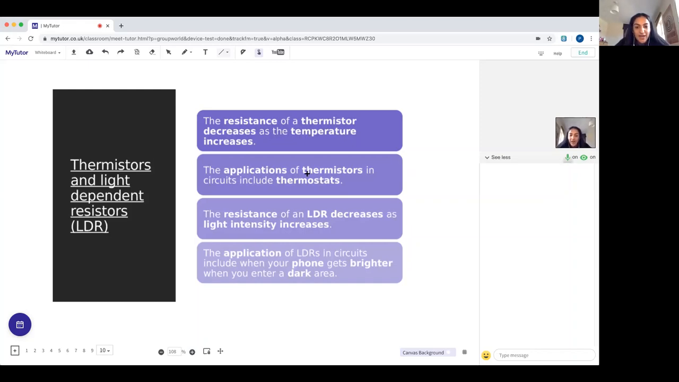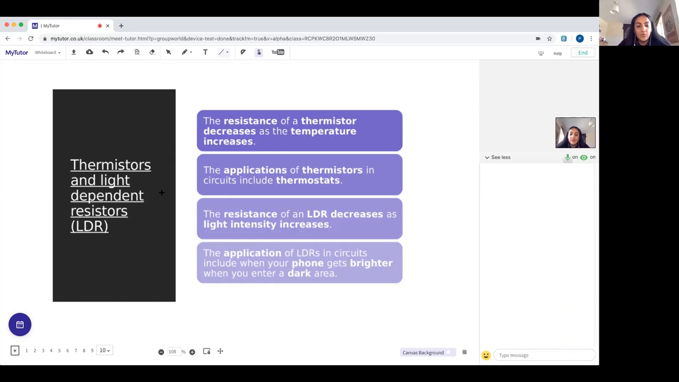And then the application of thermistors in circuits is when we have things like thermostats in a house. The amount of current allowed through, the amount of power supplied to the circuit, depends on the heat. For example, a thermostat in your home might detect that the temperature's too hot, so we'll cool it down. We'll turn the central heating down. So that's an example of where it's heat detecting and the current depends on that heat.